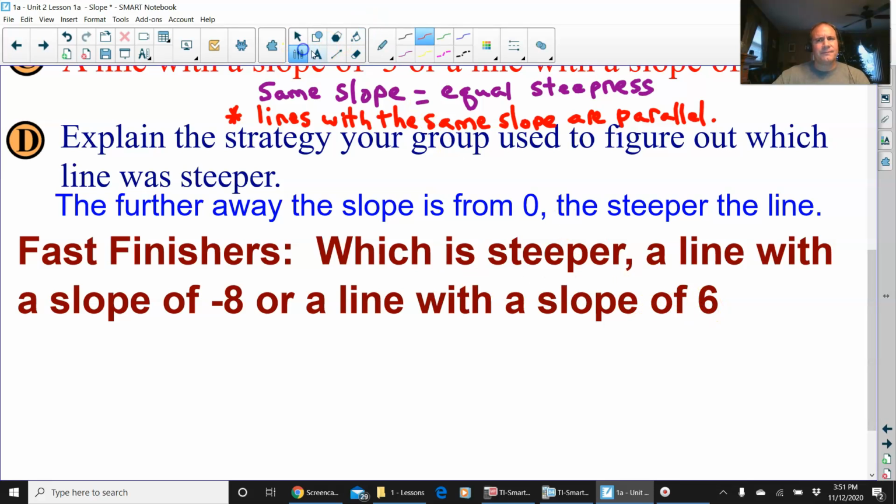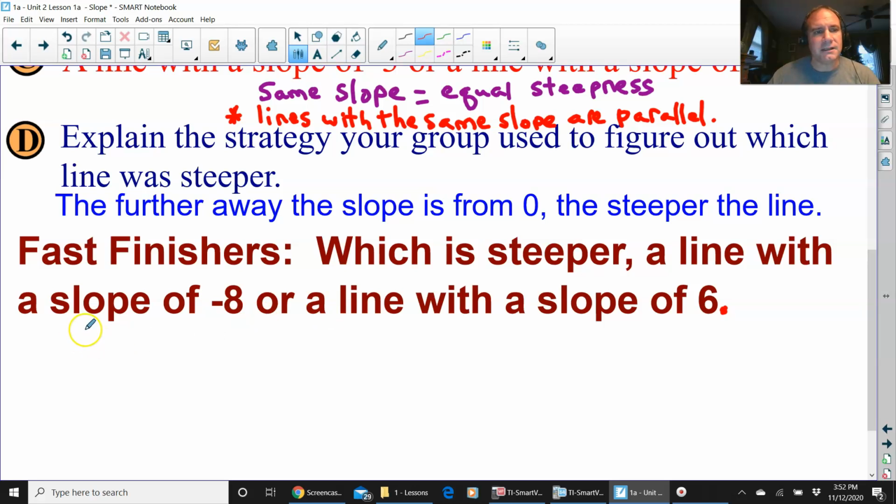Well, if you take a look at it, this is the greater number, so it must be steeper. Is that correct? No, it's not correct. Which is steeper? The steeper line has a slope that is furthest away from 0.